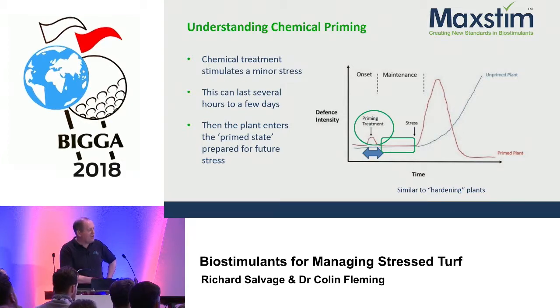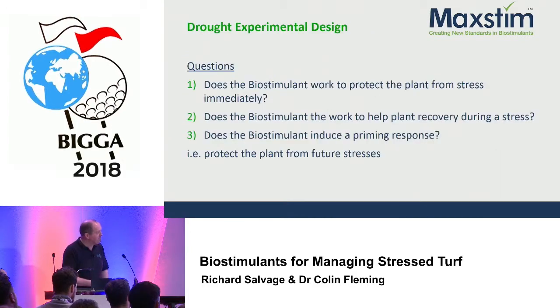And it's a bit like hardening, you take your plants out of the glass house in stages, exactly the same principle. And the questions we have now are, number one, how do biostimulants work to protect the plant from stress immediately? Can we use biostimulants to actually help the plant recover during stress? So if your green is being hit very hard, can you apply something to help it recover immediately? And thirdly, can we induce this priming response?